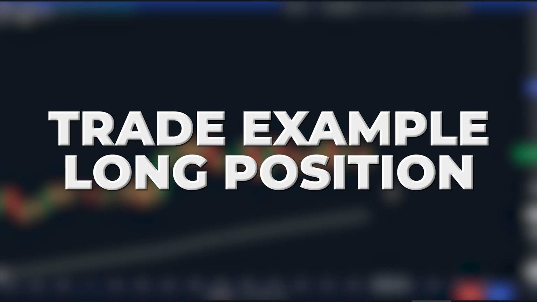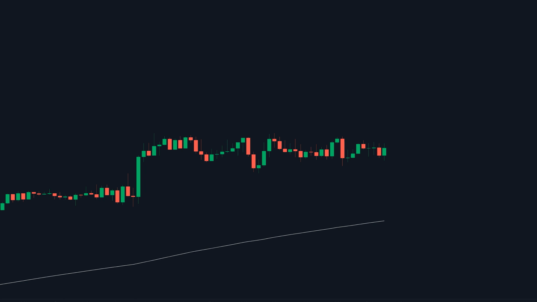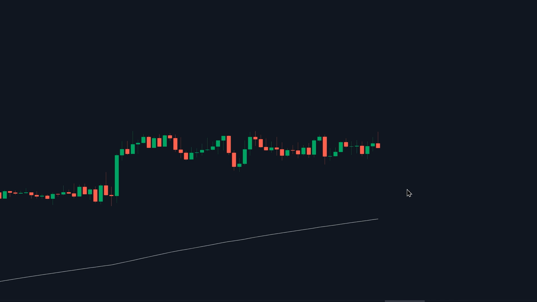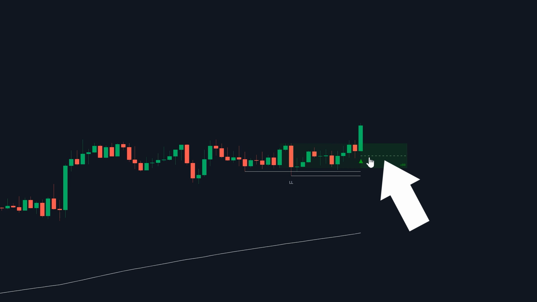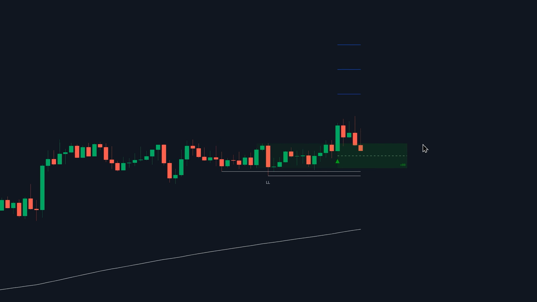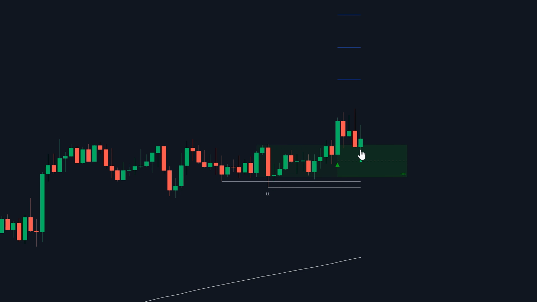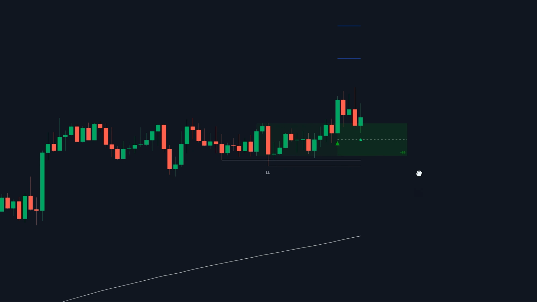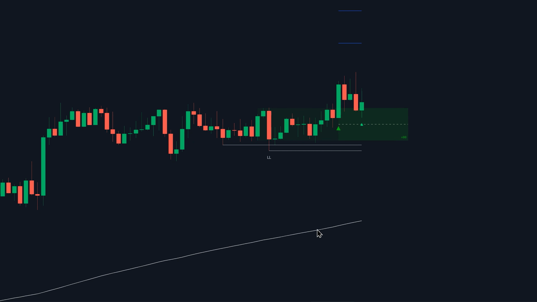Now, to take a long position using this strategy, these are the conditions. First, we wait for a bullish breaker block to be formed on the chart. And we wait, and this is it. Now, once we have this, the second condition is to wait for the price to retest the breaker block. So right here, this is a retest. Now, the last condition is going to be this. You see, during this retest, we want to confirm that the price is in a bullish trend. For that, we just make sure that the price is trading above the 200 period EMA to confirm the bullish trend.